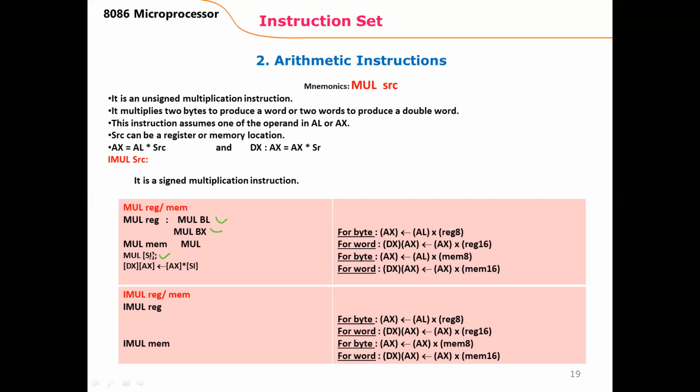What is the case here? SI is used to store the effective address, and the operand at that effective address will be multiplied by AX, then the result will be stored in DX and AX. So this is the case of register indirect addressing mode.